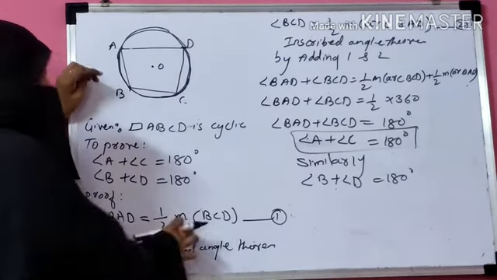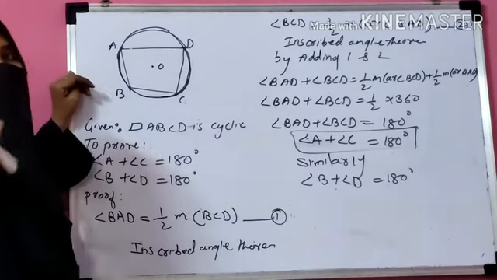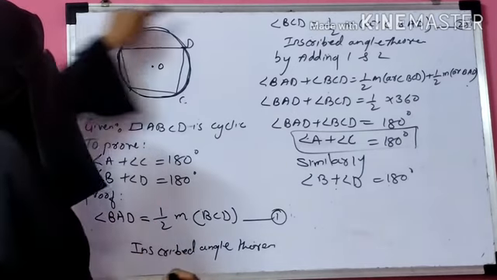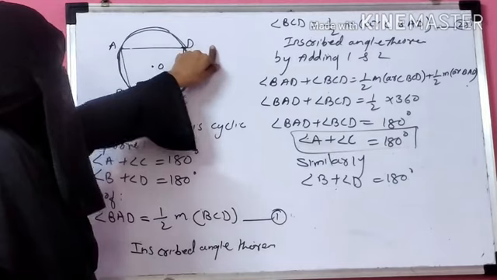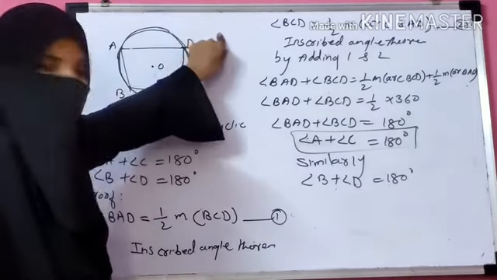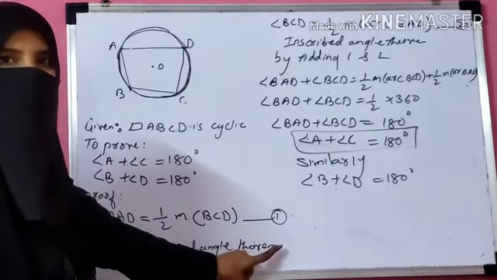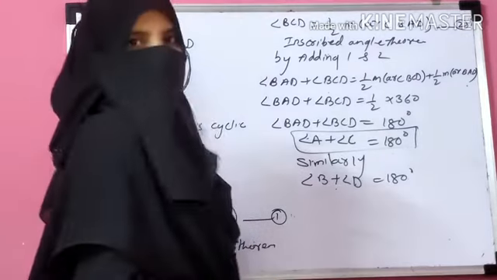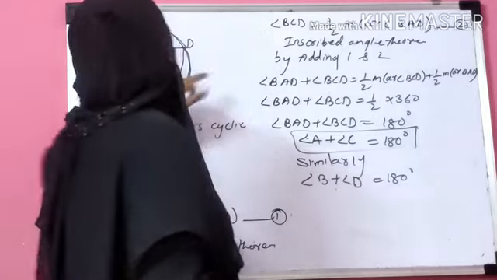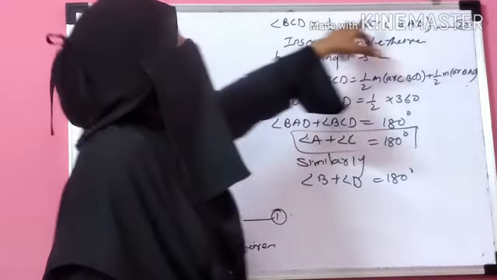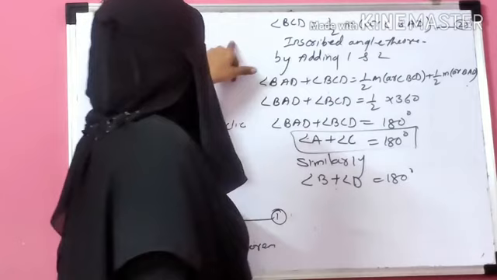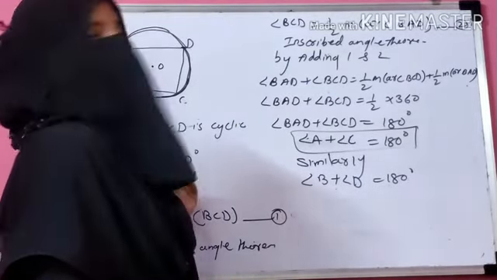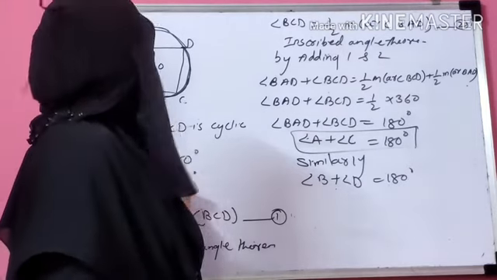To prove this theorem, I apply the inscribed angle theorem. First of all, angle A. For angle A, in three letters we can write angle BAD. Angle BAD is half of arc BCD. Got it? Next, angle BCD is half of its intercepted arc BAD. After that we add them, because we have to prove angle A plus C is equal to 180.